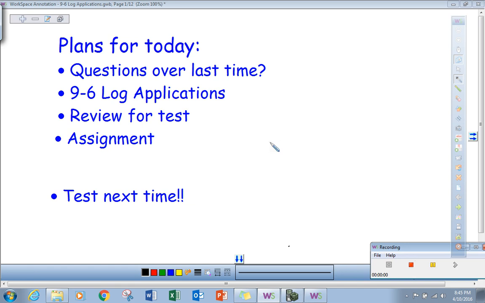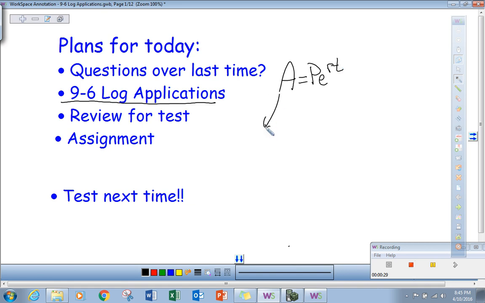Well, hello everybody. What I'd like to do with you today is cover section 9-6 over log applications. Really what we're going to be doing today is we're going to be given some information and we're going to assume that this represents a continuous growth model. And since we said continuous, this will be the formula that we'll be using over and over and over today.